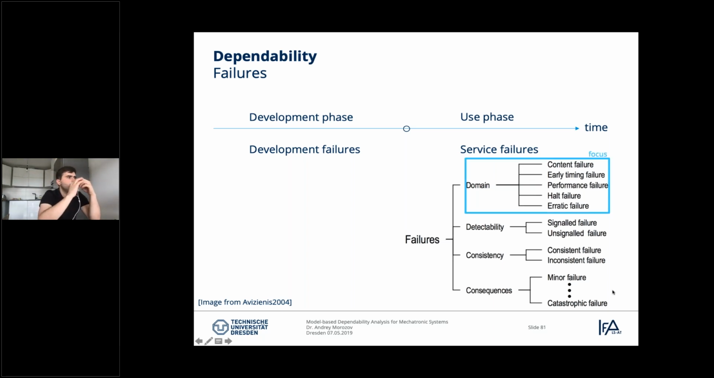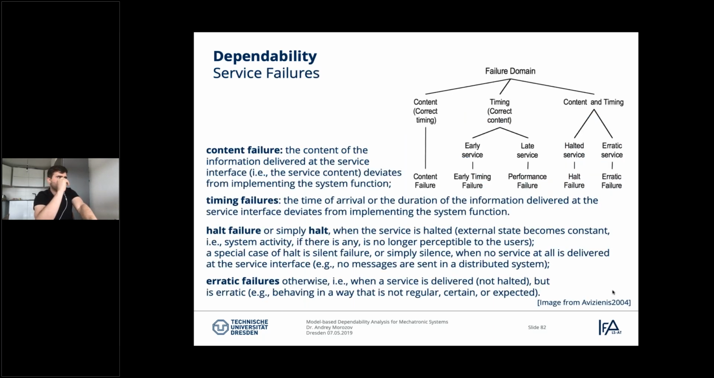Okay, let's start with the domain. Domain is basically a content failure, timing failure, performance failure, halt failure, erratic failure. So here are the definitions. Content failure: the content of the information delivered at the service interface deviates from implementing the system function. We are delivering wrong readings with our speed sensor. It is a content failure.